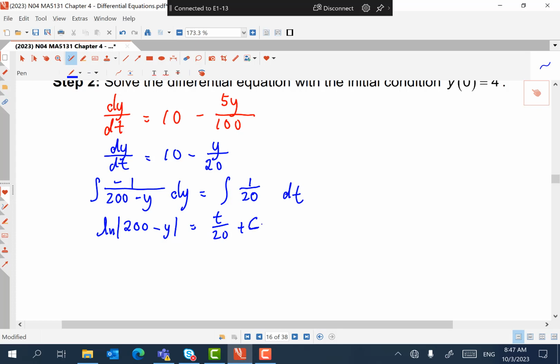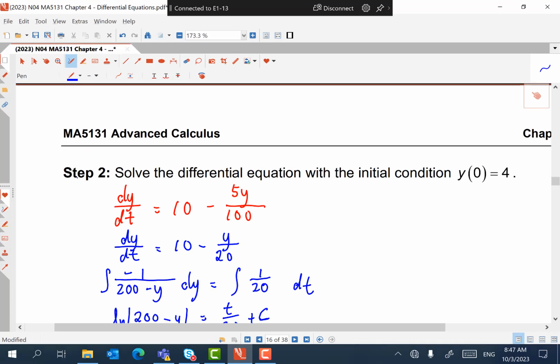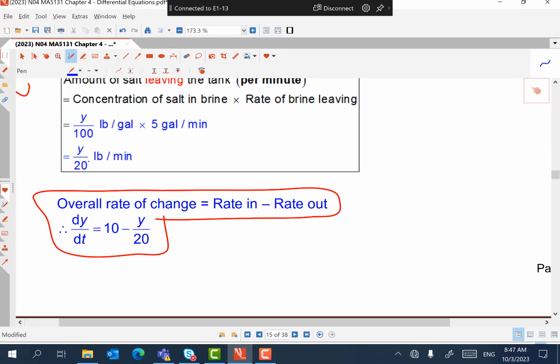So if I'm able to solve this DE, you will be able to actually determine how much salt is in that solution over the next few minutes. And that's phenomenal, no? Because you don't have to guess, you can predict accurately.